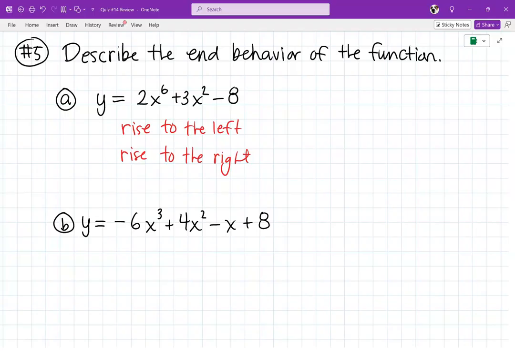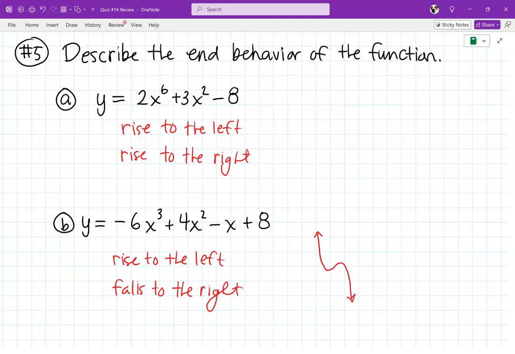Nobody has that in notes out? But it should rise to the left, falls to the right. Okay, so odd highest power, negative A term. Okay, that goes from here and it'll kind of go downwards to the right side. So an example of a cubic function that looks like this would be an example of what this graph looks like. It looks something like that.